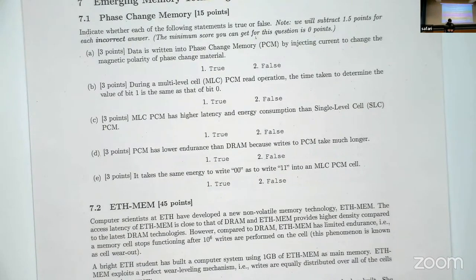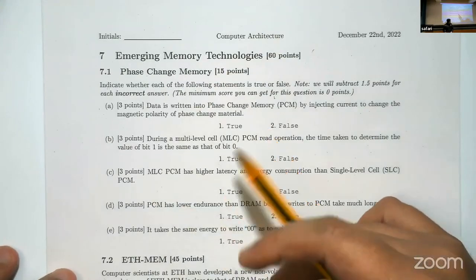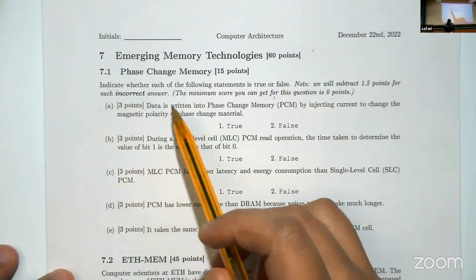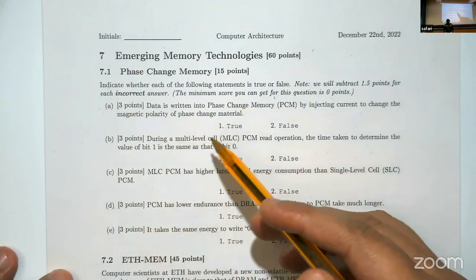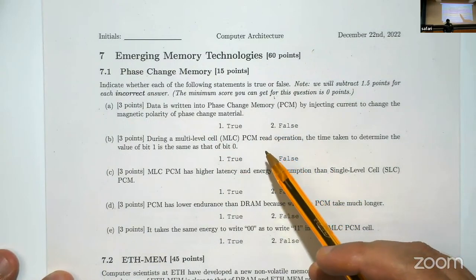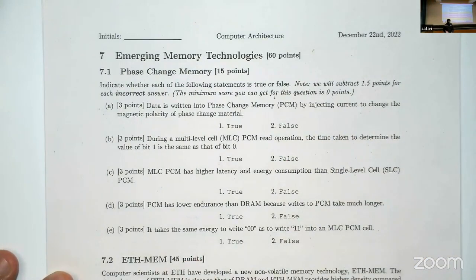This is about emerging memory technologies, and the first part you can easily solve if you have attended the lecture and have gone through the lecture slides. So let's start with the first part. If you're not able to see some part of the question, please let me know. The first part is on phase change memory, and we need to indicate whether each of the following statements is true or false. If you give a wrong answer, then we subtract 1.5 points from each incorrect answer, and the minimum you can get from this question is 0 points.